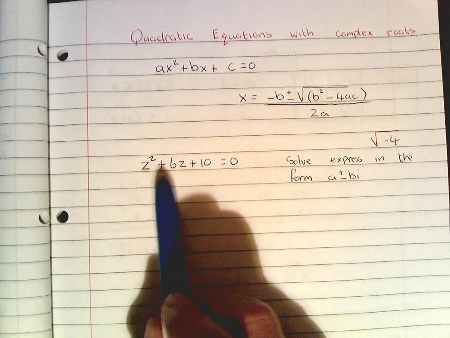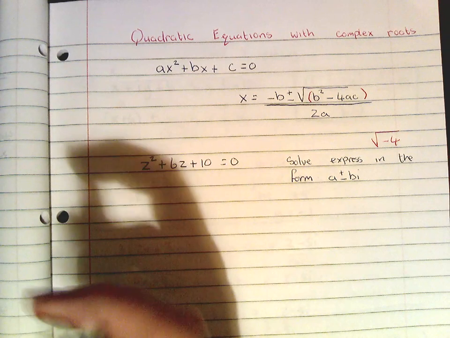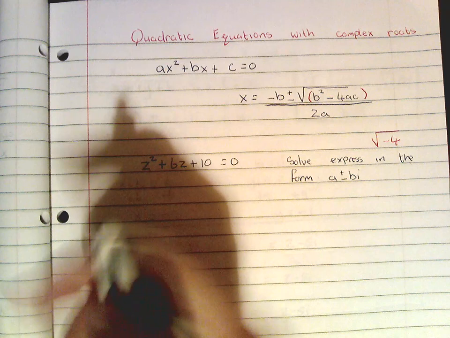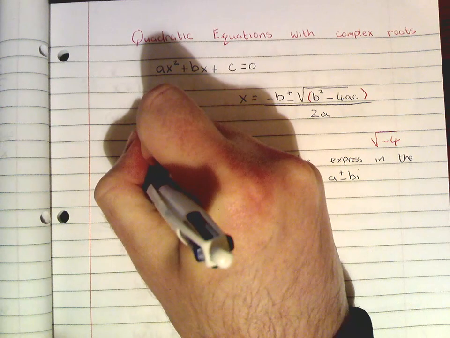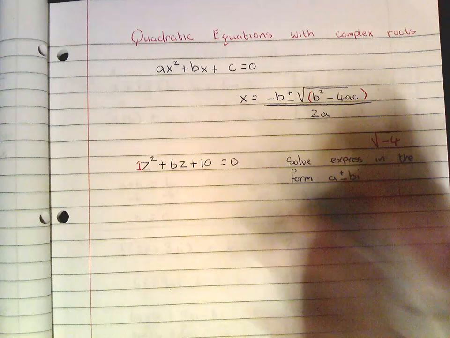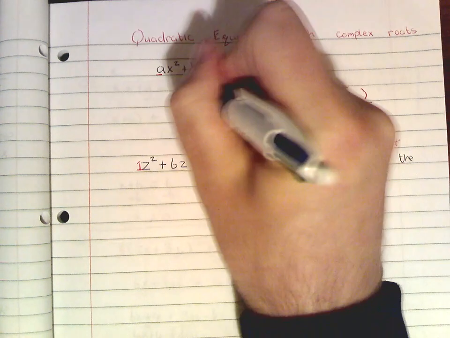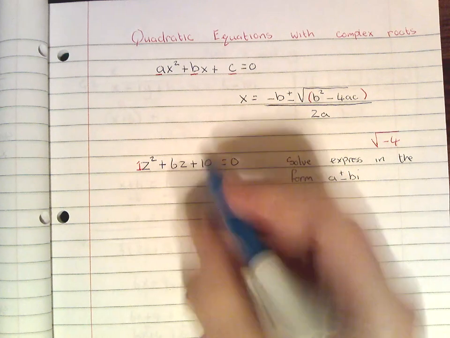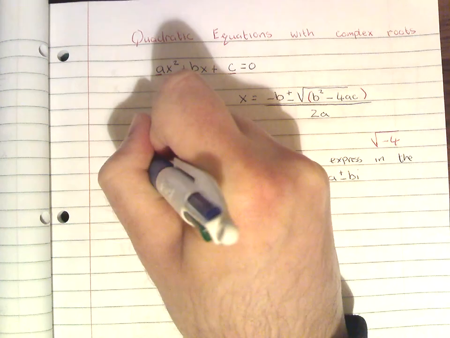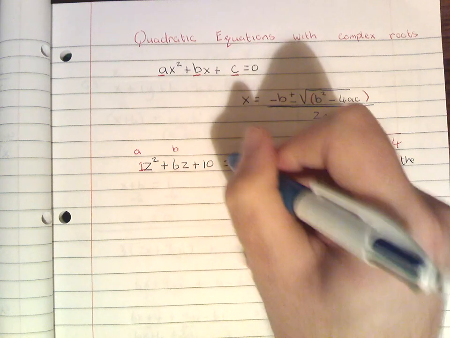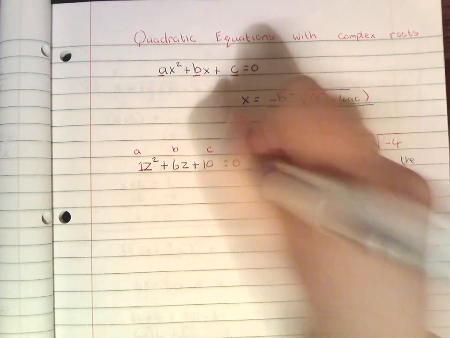What we do then is identify each part here. This is z squared, and there's going to be a 1 in front of that. Remember, it's implied that there's always a 1 in front. So we want to identify each of these parts within this quadratic. The 1 here is going to be a, the 6 is going to be b, and the 10 is going to be c.